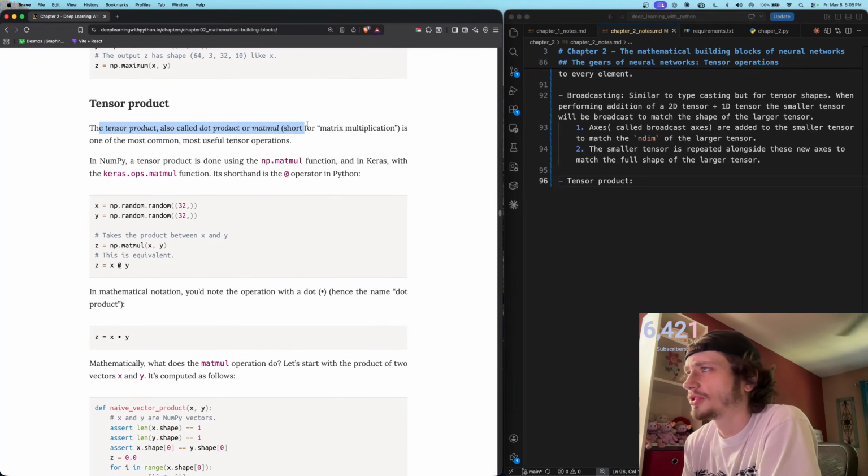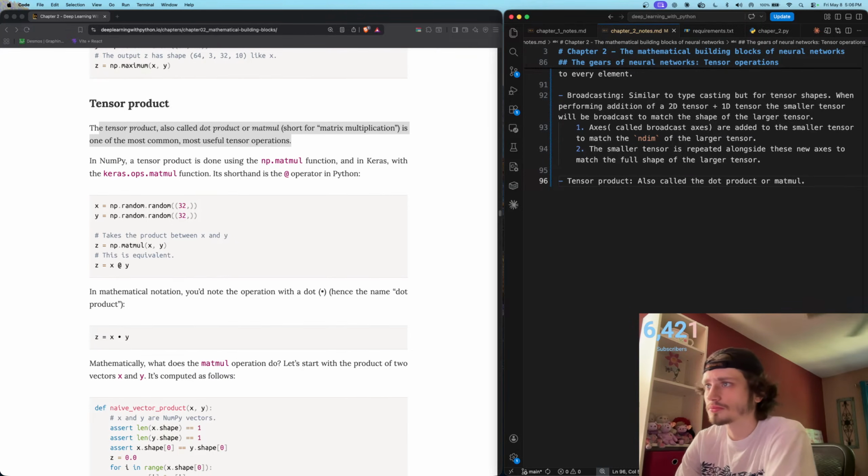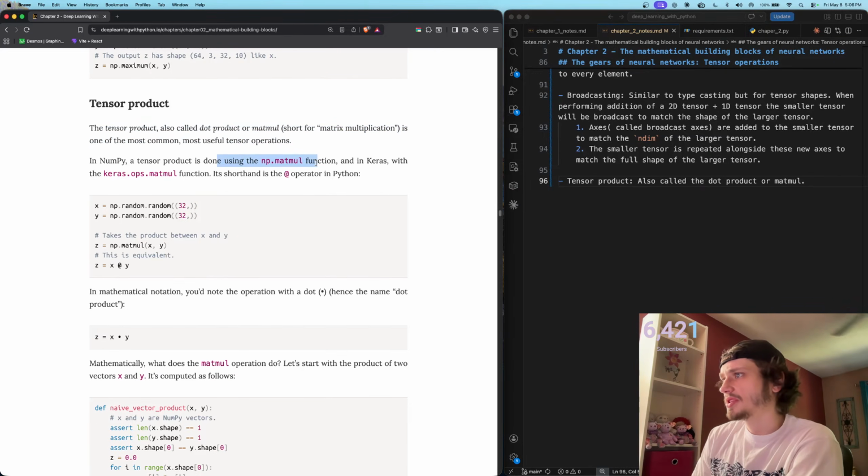The tensor product, also called the dot product or matmul, is... So in NumPy, the tensor product is done using the np.matmul function, and in Keras it is keras.ops.matmul. The shorthand is the Python @ operator.